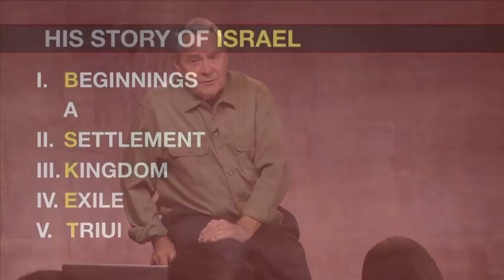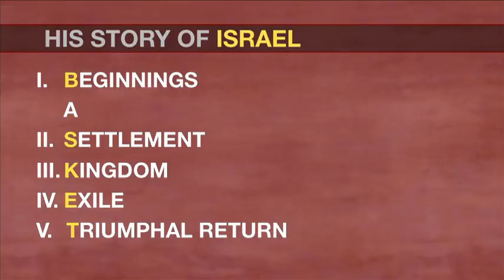E stands for exile. Because of the rebelliousness of the people of Israel, God brings in 2 different groups at 2 different times. And here we have the nation of Judah going into captivity for 70 years. Finally, the triumphal return. So, if you can remember Kuf and Nab, you got the first 11 chapters. If you can remember basket, you have the rest of the Old Testament.